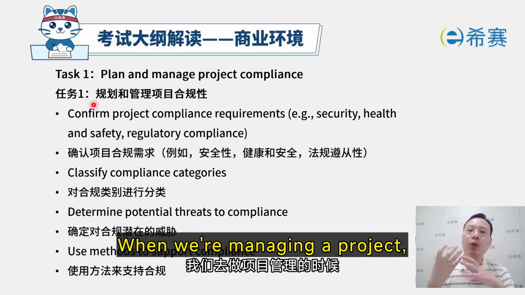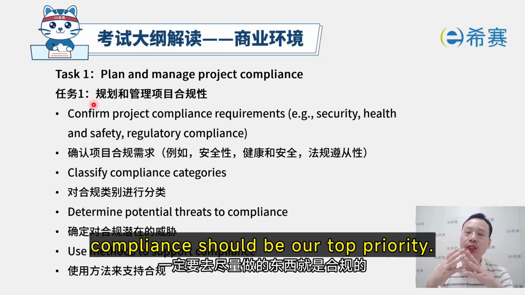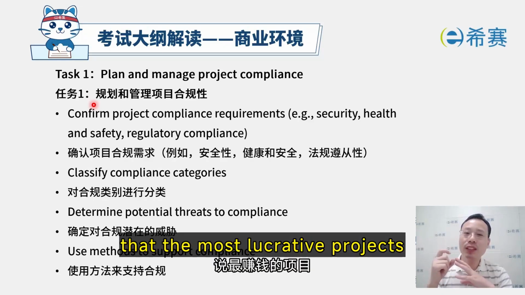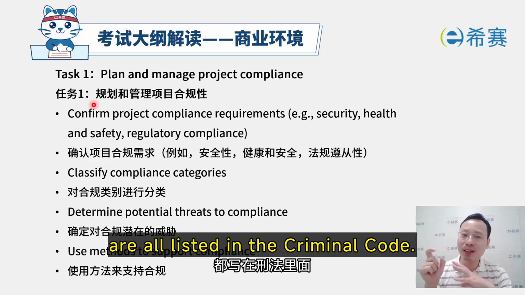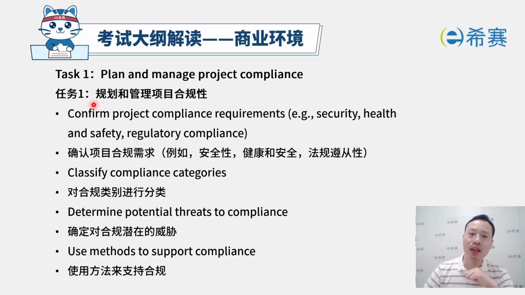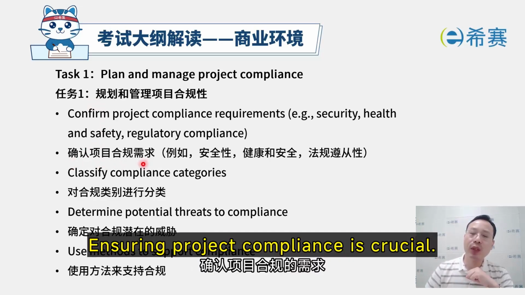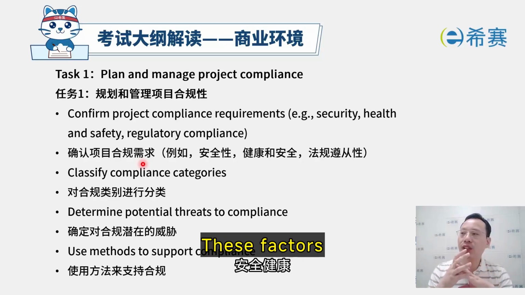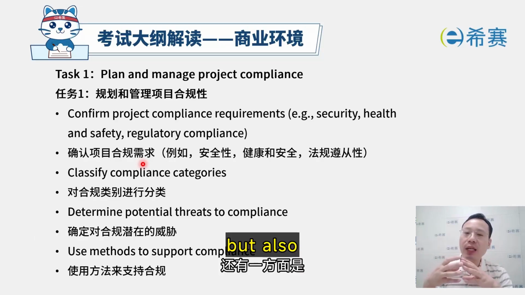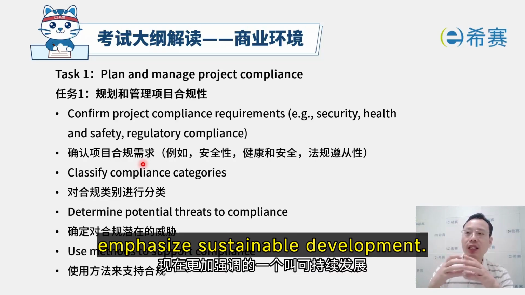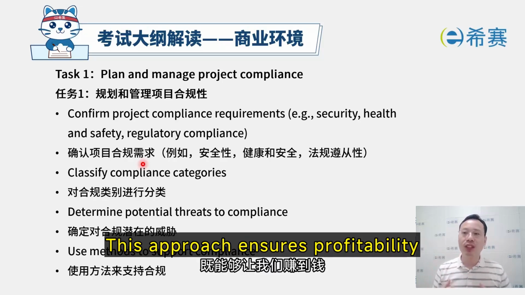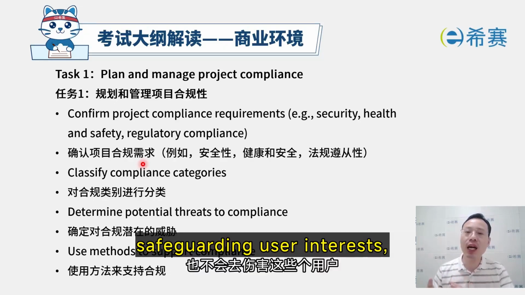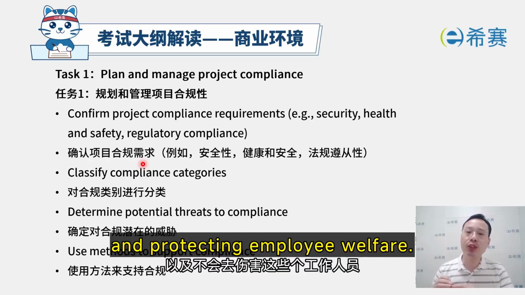When we're managing a project, especially in the planning stage, compliance should be our top priority. You know, Professor Louis Young once said that the most lucrative projects are all listed in the criminal code, meaning they're usually not exactly legal. When undertaking a project, consider this. Ensuring project compliance is crucial. This encompasses various aspects, including safety and health. These factors primarily involve legal and regulatory compliance, but also emphasize sustainable development. This approach ensures profitability while preserving the environment, safeguarding user interests, and protecting employee welfare.